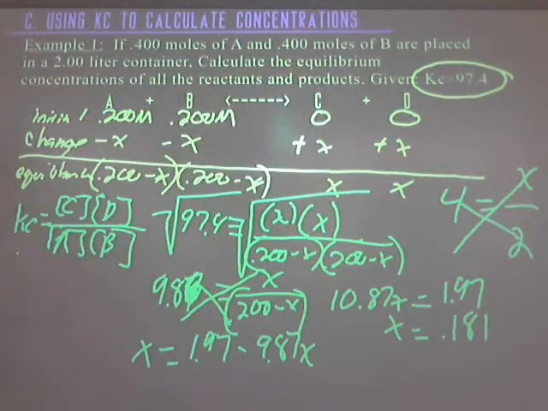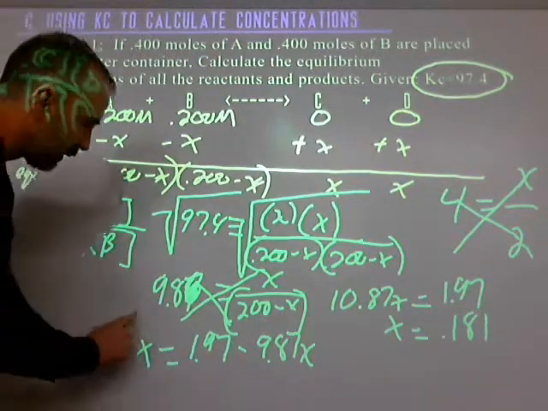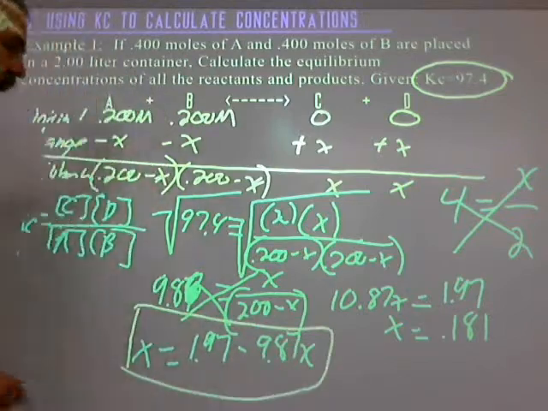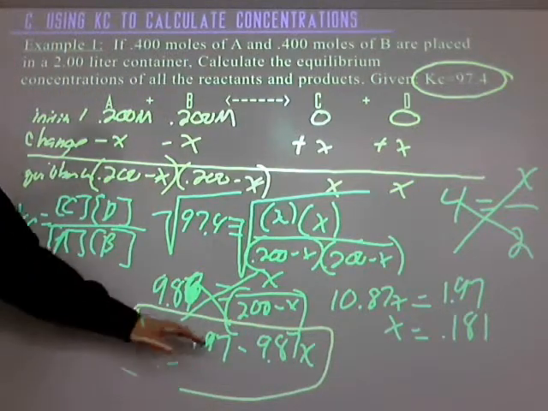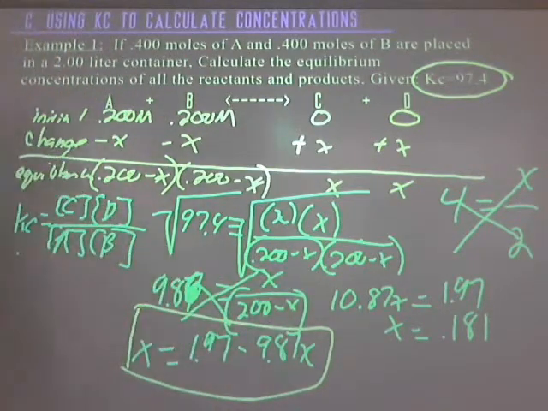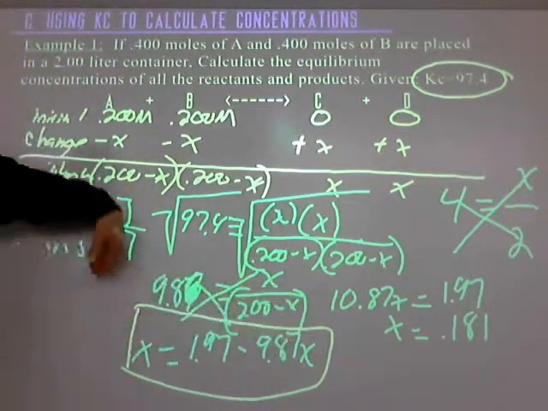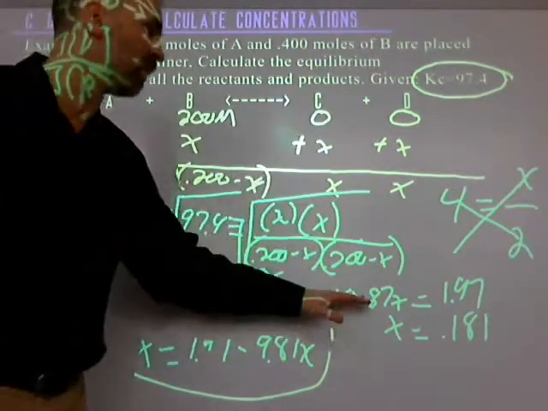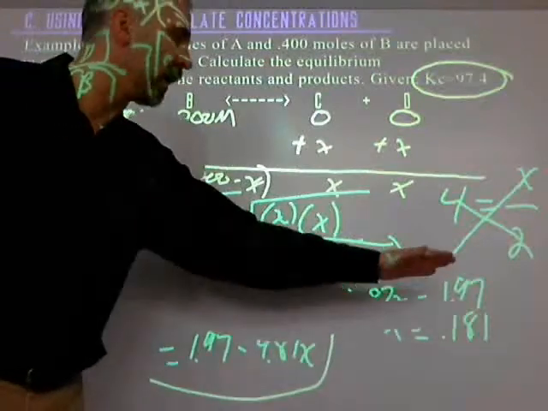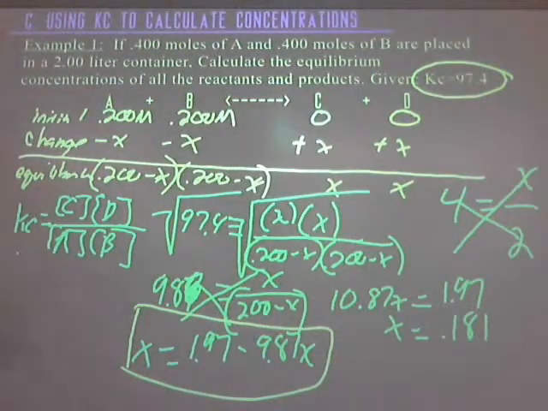All right, now back to 10.87. How'd you get 10.87? Where'd I get 10.87? God, Dave, you're in calculus. This equation right here: x equals 1.97 minus 9.87x. I bring the 9.87x over to this side. I get 10.87x equals 1.97. So x equals 0.181. Now, I'm still not done.